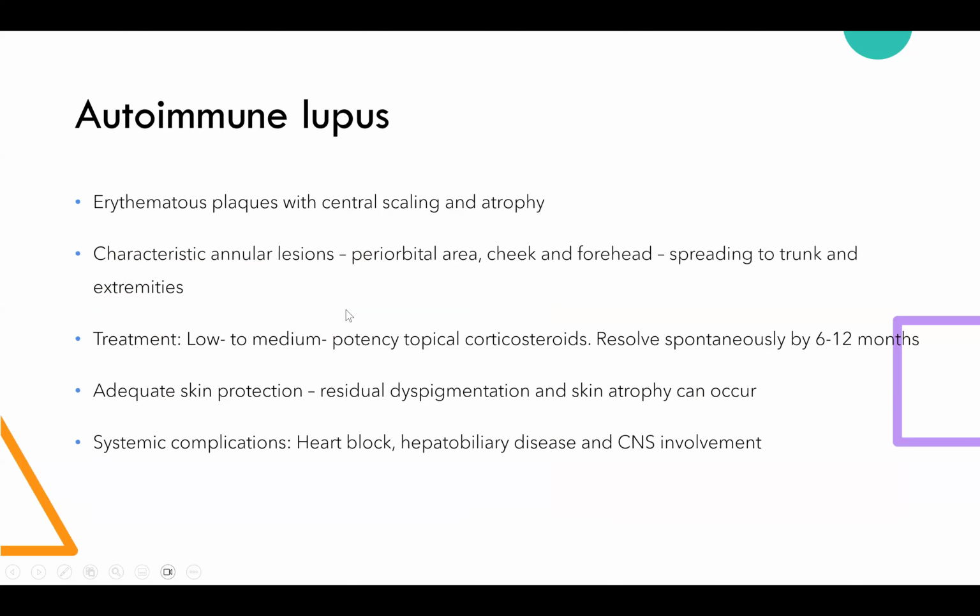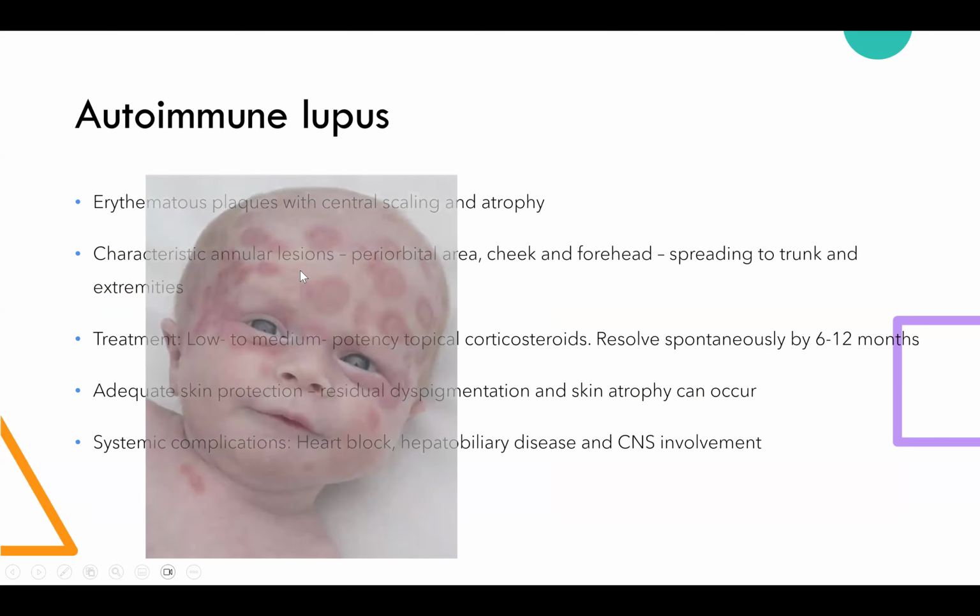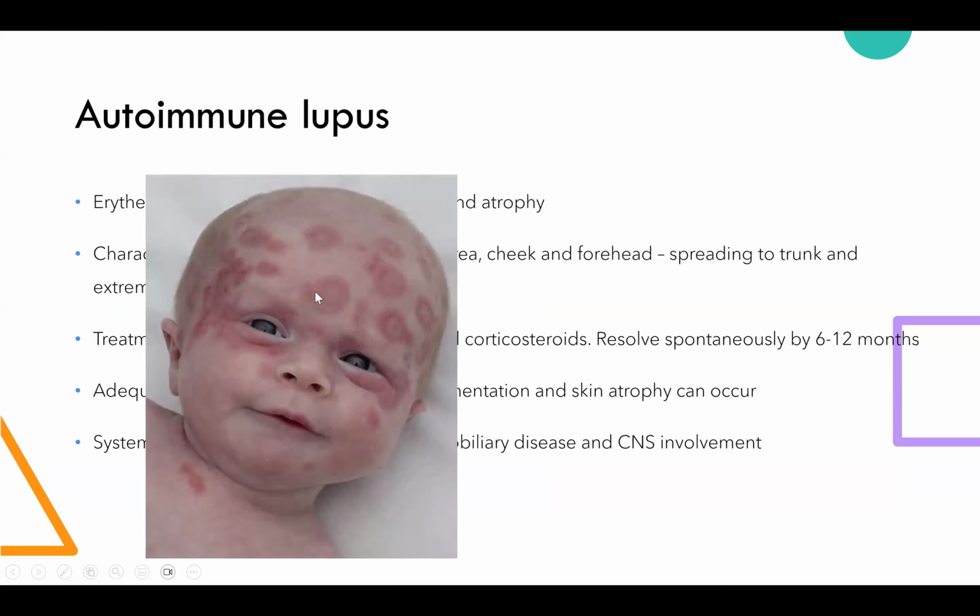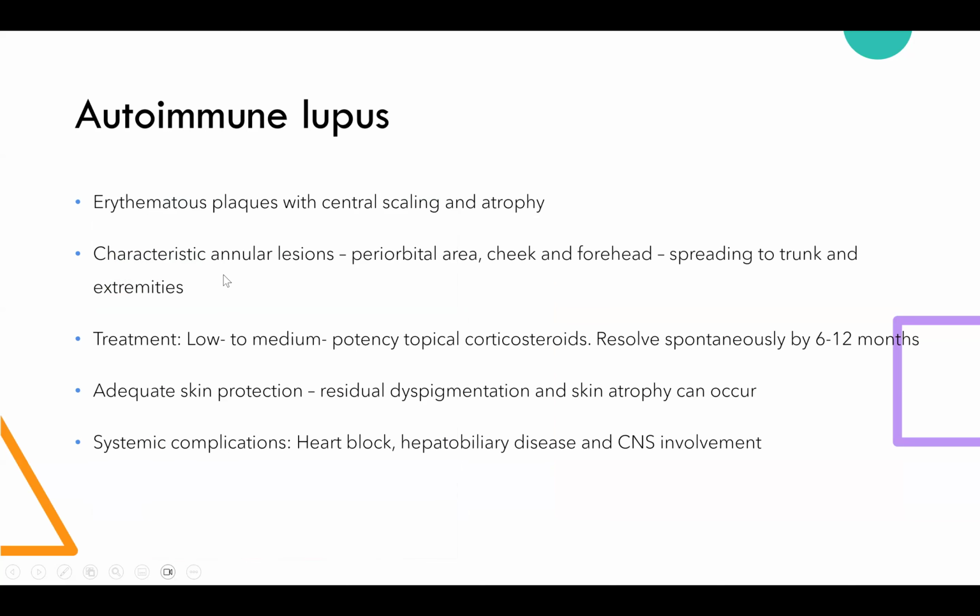Neonatal lupus is a relatively rare condition. It presents with erythematous plaques with central scaling and atrophy, with characteristic annular lesions. This picture shows an annular lesion with central clearing, mostly present on the face and upper trunk. They have annular lesions in the periorbital area, cheek and forehead, spreading to the trunk and extremities.